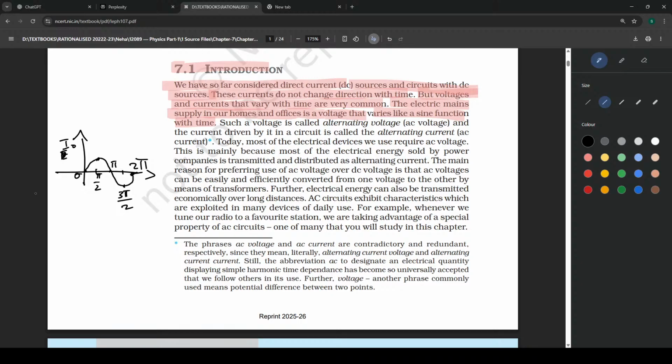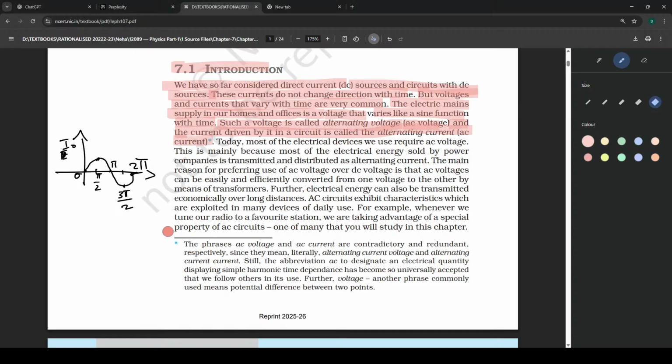Alternating current is defined as a current which will differ in magnitude continuously and change directions periodically. Such a kind of current is called AC current, and it varies like a sine function. Such a voltage is called alternating voltage. In case of voltage, it is alternating voltage. If we are talking about current, we call it alternating current. The current driven by it in a circuit is called the alternating current, AC current.